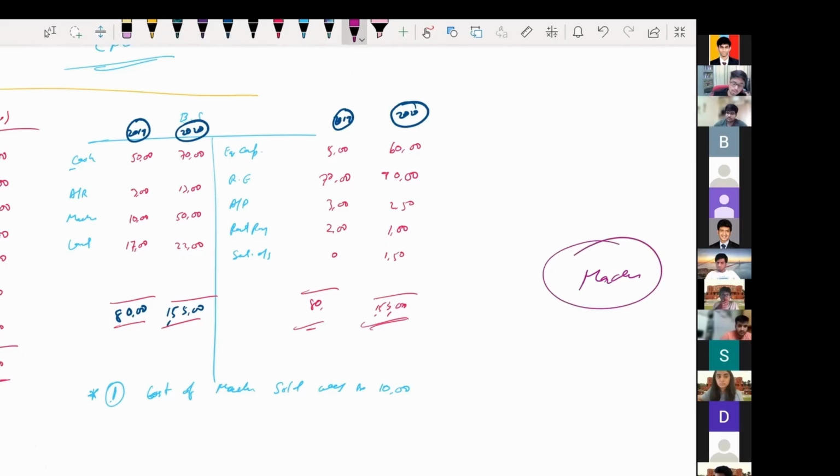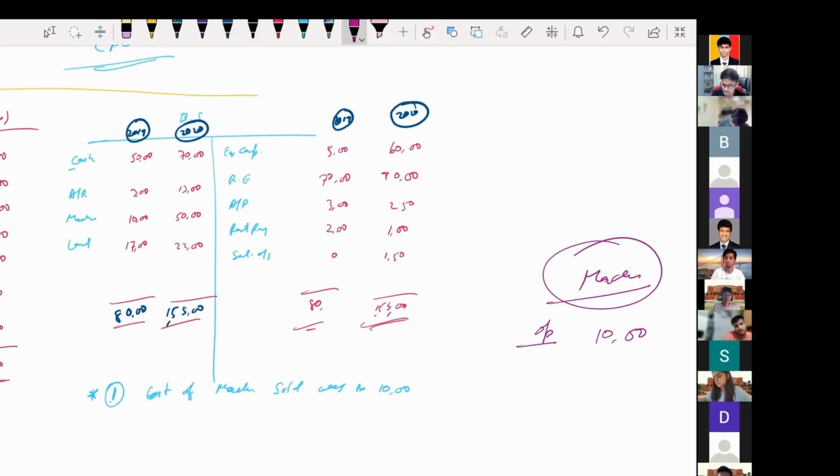I told you that I am doing a simplistic example, but I have put so many things in one example, so some new things will come up. So machinery, how do I create the reconciliation? I will write the opening balance. Opening balance पहले लिख दो machinery का. Where did you start with? You started with 10 lakh rupees. So you wrote 10 lakh rupees.